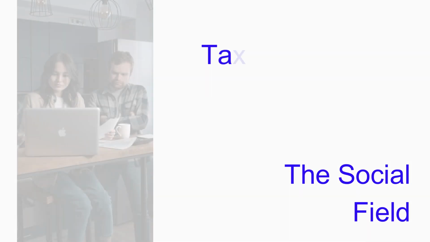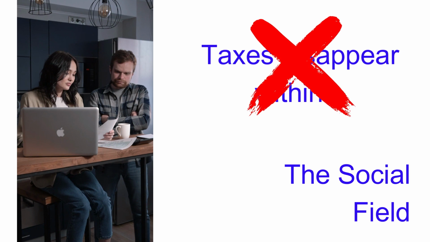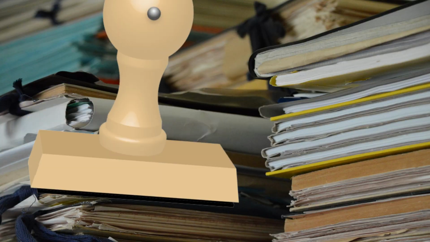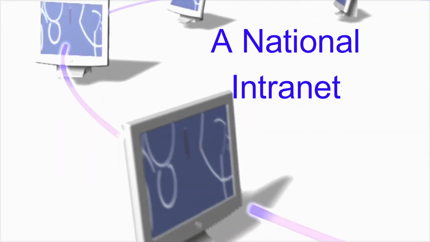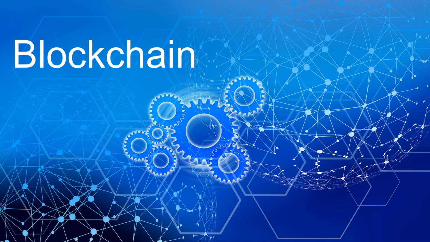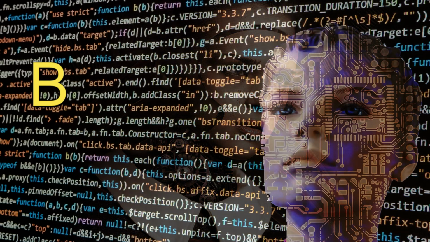Taxes, levies, duties, including VAT for European countries, will all disappear within the social field. Bureaucracy as a whole will become wiped off the map. The public administration system will become fully digitalized and substituted by a telematic national intranet based on new technological concepts such as blockchain, artificial intelligence and big data.